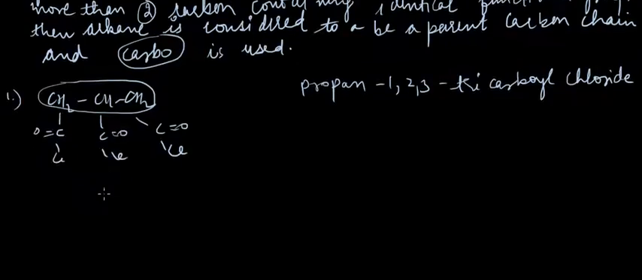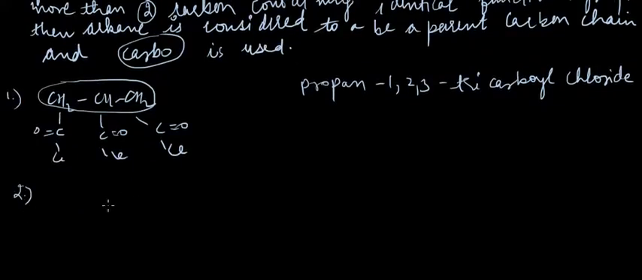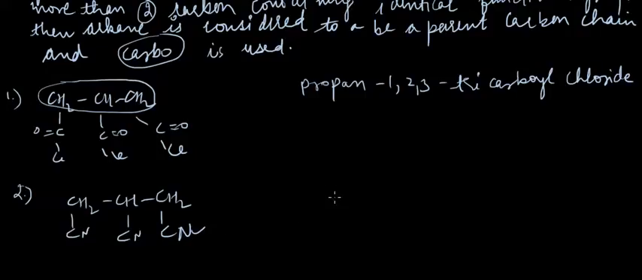Okay, so if you have an example like this in which I have CN, I hope you remember what is used for CN. So it would be propane-1,2,3-tricarbonitrile.